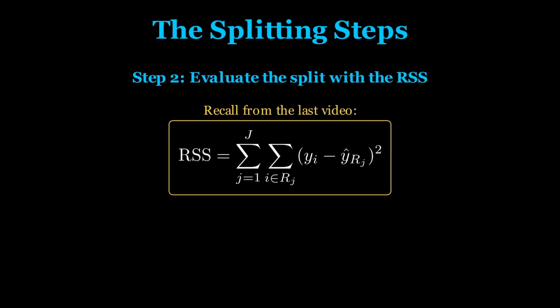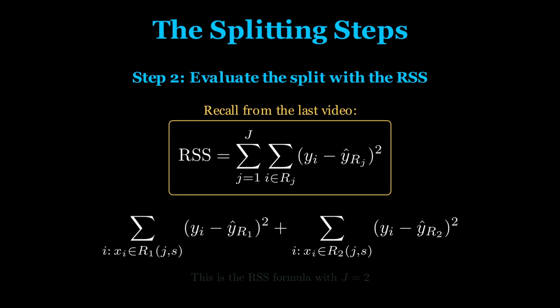Step 2. Recall from the last video that the goal in building a regression tree is to select the regions that minimize the residual sum of squares, where yi is the actual response and y hat rj is the mean response in region rj. A binary split creates exactly two regions, so we apply that same formula with j equal to 2.